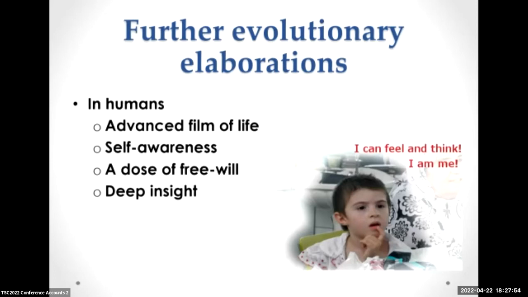And of course, we humans consider our consciousness to have lots of features that the early reptiles certainly did not have. We feel consciousness to be a lot more than just behavioral strategies for making decisions. We can have a very advanced film of life, and we have self-awareness, which again gives us a fairly good dose of free will. And we have deep insights that can help us to make even more advanced decisions. But the basic form of consciousness started presumably in the early reptiles.